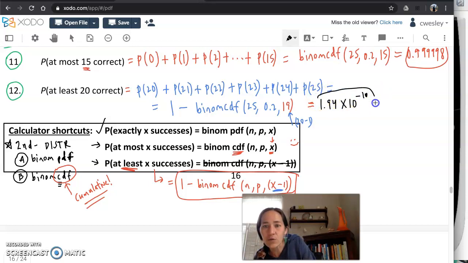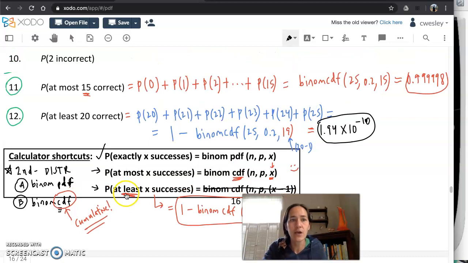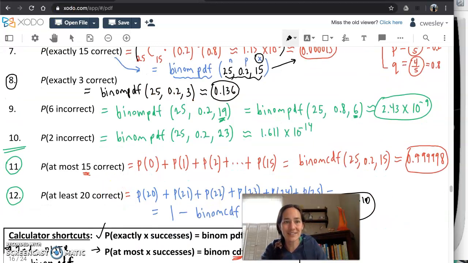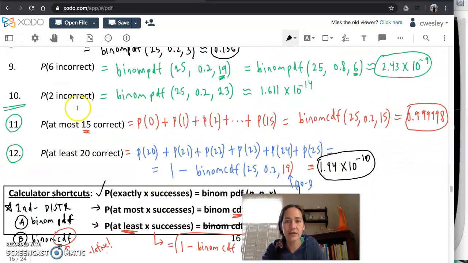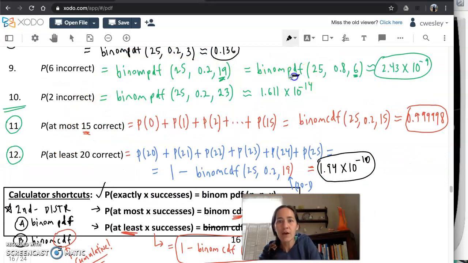So that's the idea. We get to practice with this over the next couple of days. You'll see a lot of binomial situations. The key is when you've got an exact case, like exactly 15, exactly 3, exactly 6, you're always using a PDF. Versus these at least and at most, we're going to talk about strategies and ways that we can use binom CDF to our advantage.